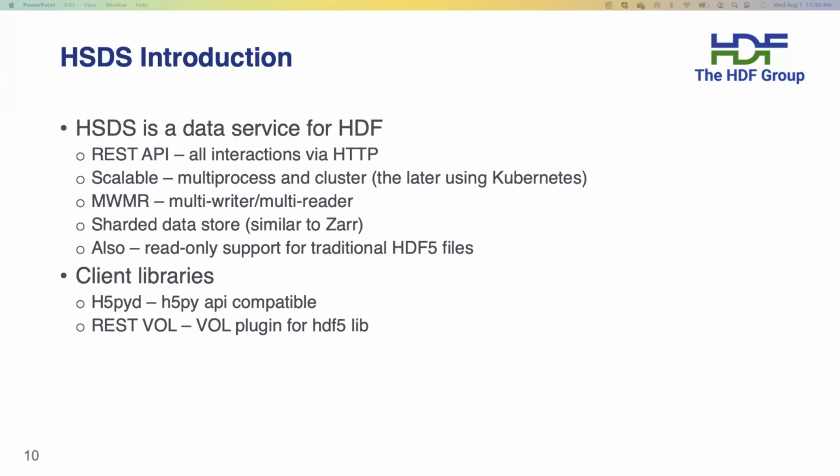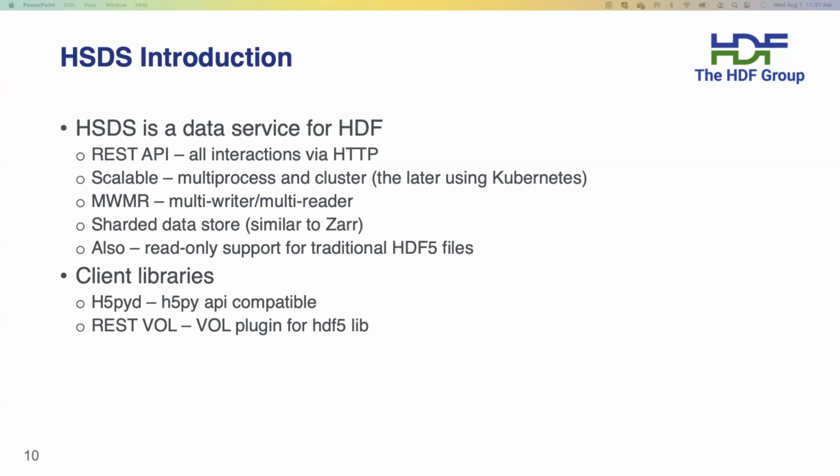It uses a sharded data store similar to Zarr, and it also has support for reading traditional HDF5 files. This is read-only, and it works through a mechanism where HSDS extracts all the metadata for these files, basically links and attributes, and where each chunk for each data set is located. And then in HSDS, when it needs to read a chunk, it can do the range get to the HDF5 file to get that given chunk.